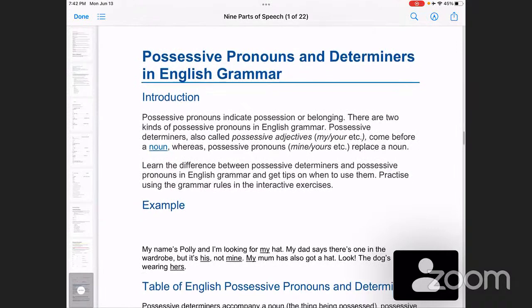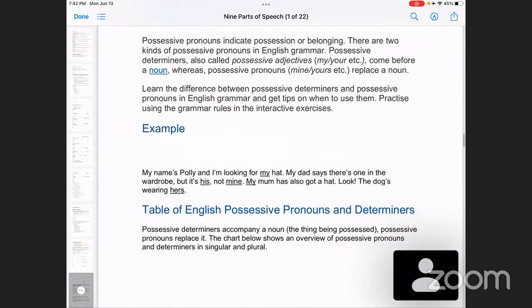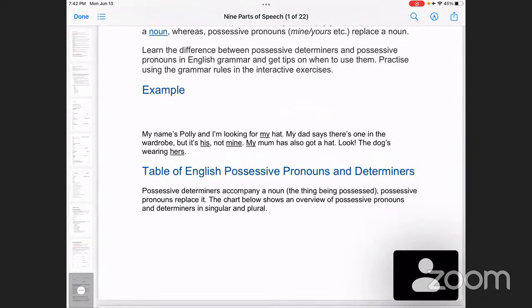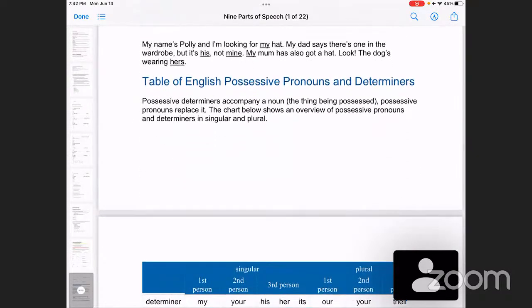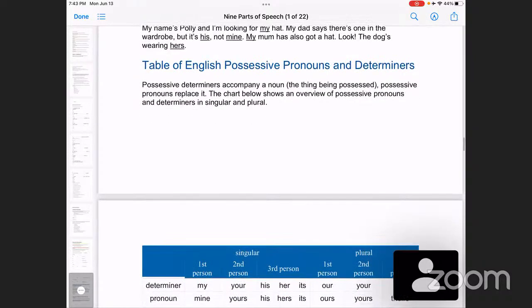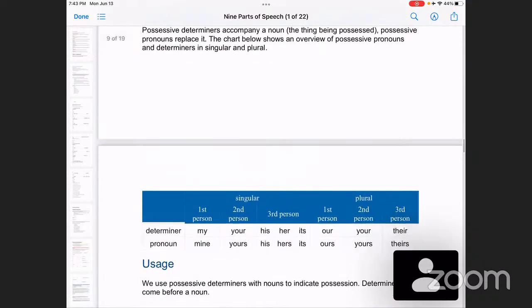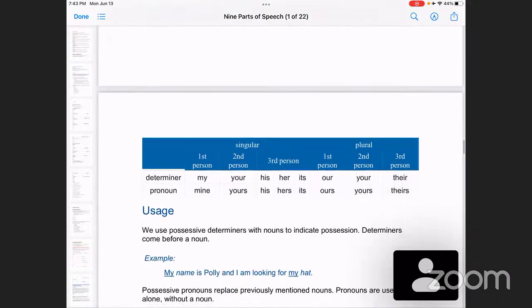Practice using the grammar rules. Example, my name's Polly and I'm looking for my hat. My dad says there's one in the wardrobe, but it's his, not mine. My mum has also got a hat. Look, the dog's wearing hers. Possessive determiners accompany a noun, the thing being possessed. Possessive pronouns replace it. The chart below shows an overview of possessive pronouns and determiners in singular and plural.